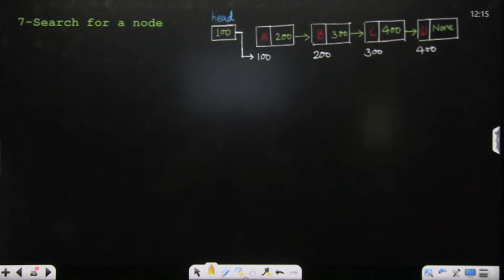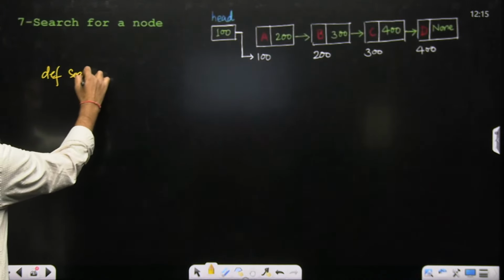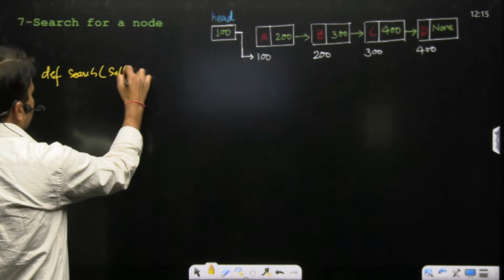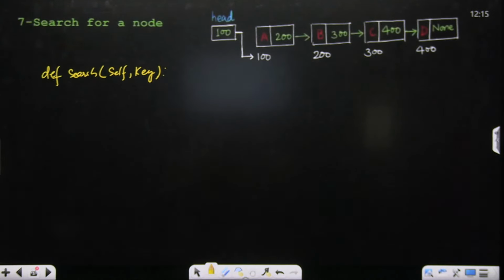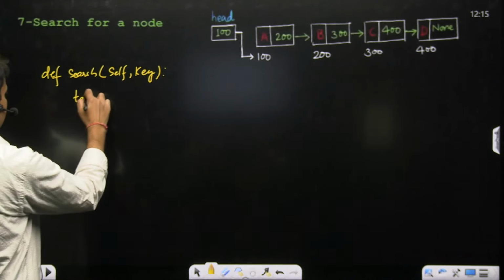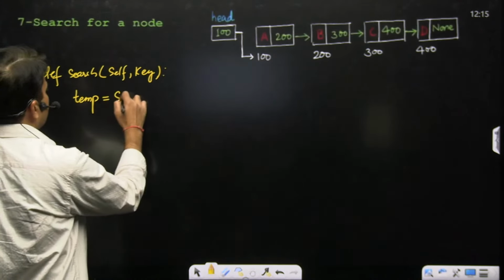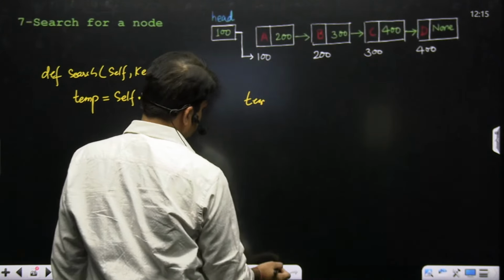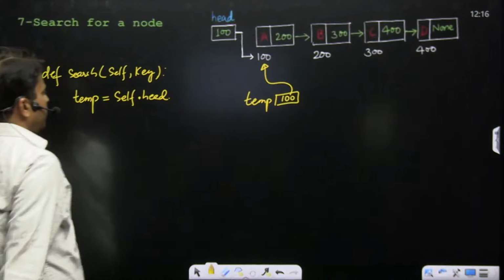Now search for a node. This is very simple. Define a search function with self and key, the element that you want to search. Take temp equals self.head, a temporary variable. So temp is pointing to self.head, which is 100.